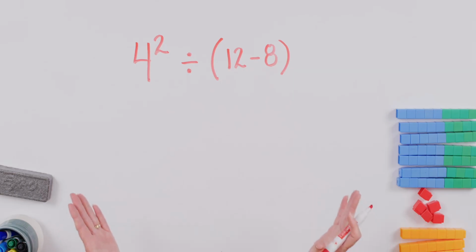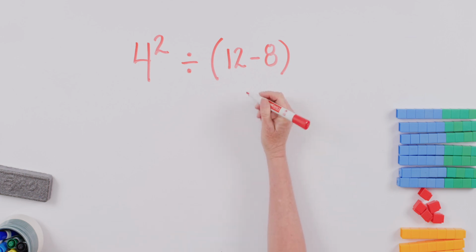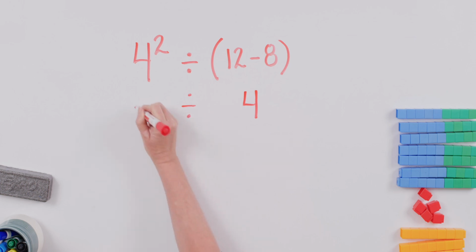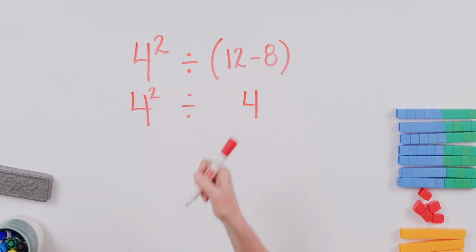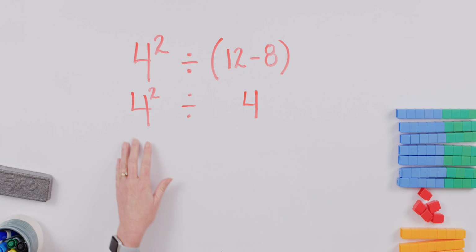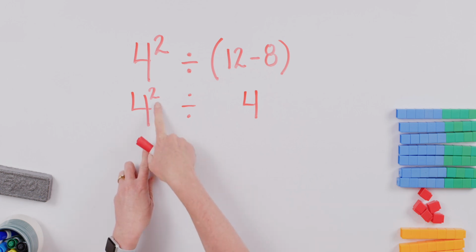Again, what do we do first? Our parentheses. So we're looking for the difference of 12 and 8, which is 4. Okay, I'm going to bring the rest down with my division and with my 4 squared. Do you remember that term? 4 squared. Can you imagine a square? Okay, next, what do? Yeah, after our parentheses come our exponents, which we see right here.